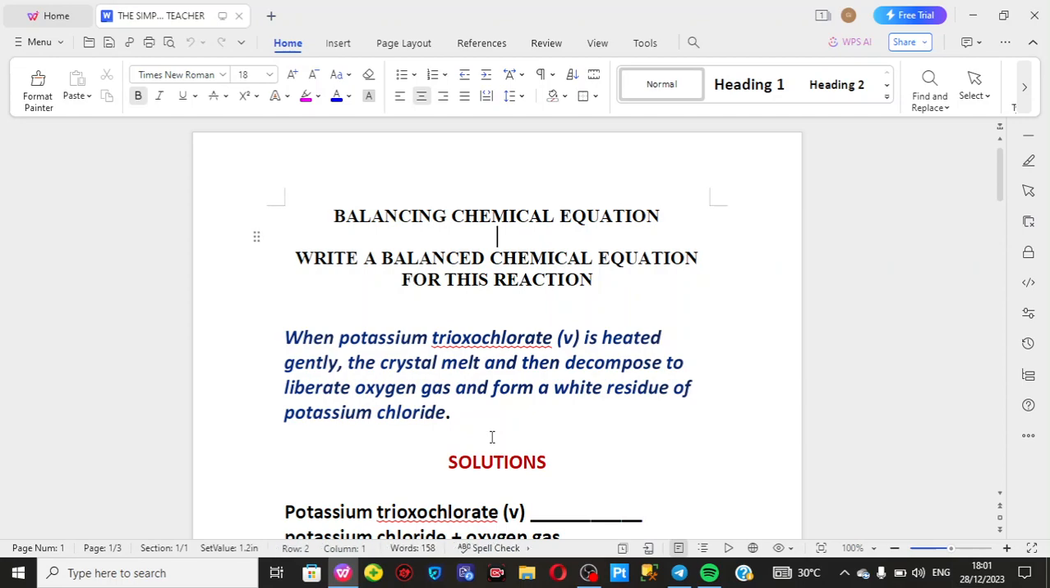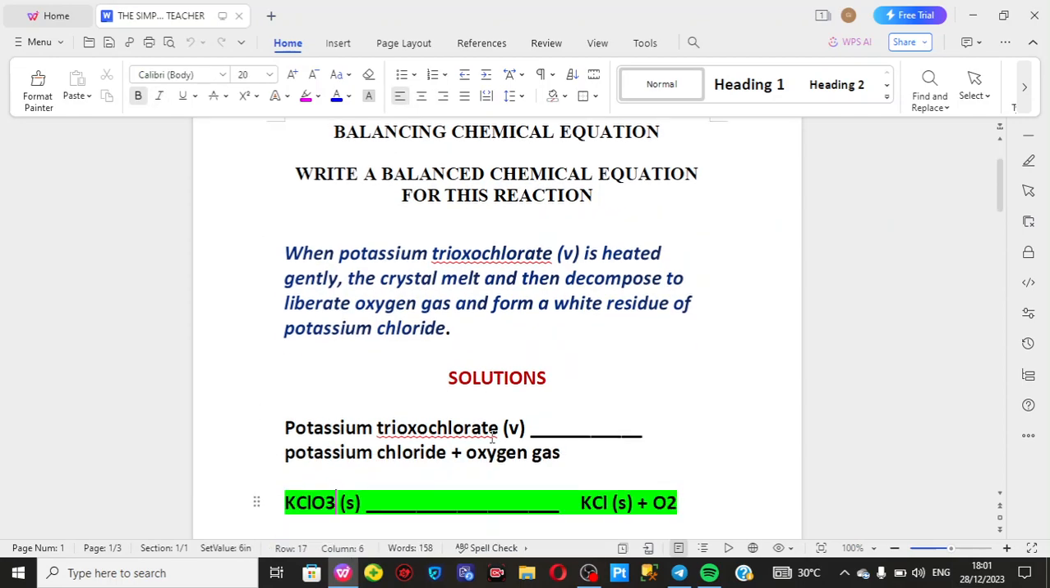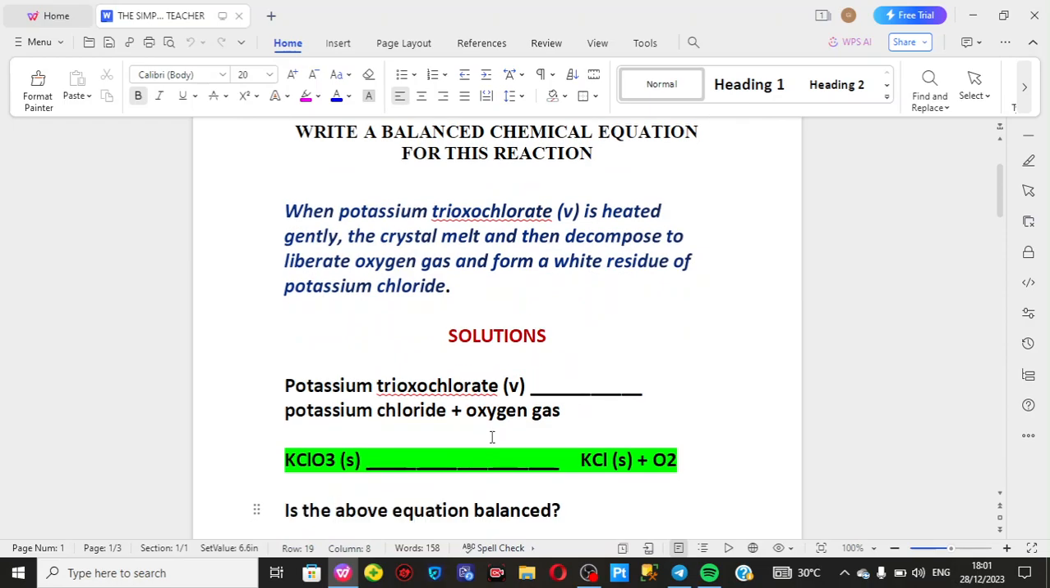Example, write a balanced chemical equation for this reaction. When potassium trioxochlorate 5 is heated gently, the crystal melts and then decomposes to liberate oxygen gas and form a white dense residue of potassium chloride. Now this is a word equation, like it is written in words. This reaction, they are written in words.